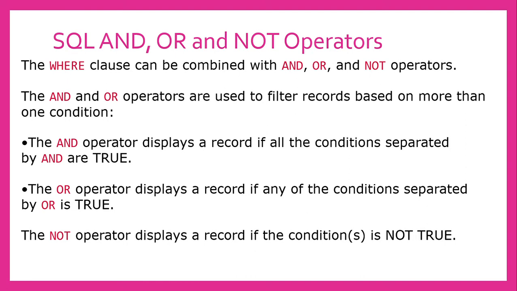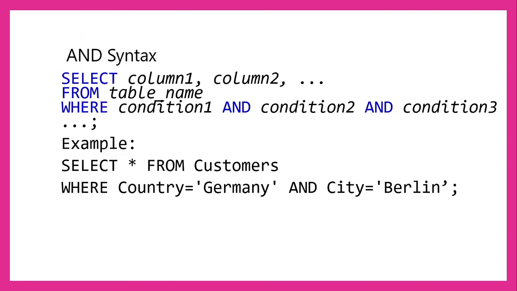So we will understand by some syntax and examples. The syntax of AND is select column 1, column 2 from table name where condition 1 and condition 2 and condition 3, we can put multiple conditions. So an example is select star from customer where country is equal to Germany and city is Berlin. So it will display those records whose country is Germany and city is Berlin.